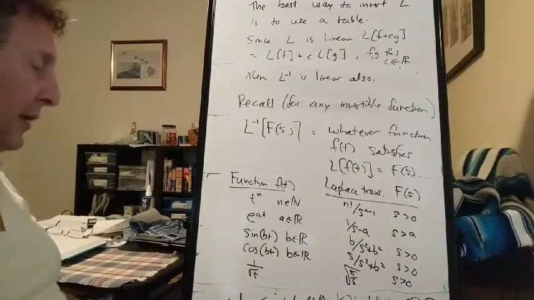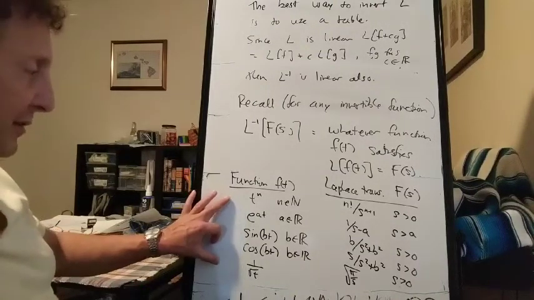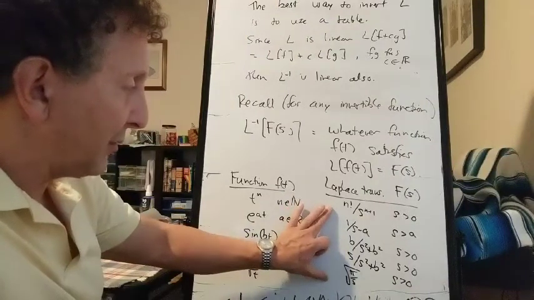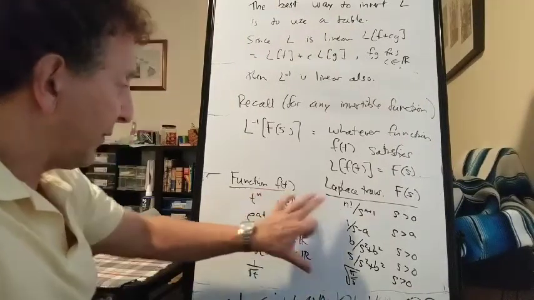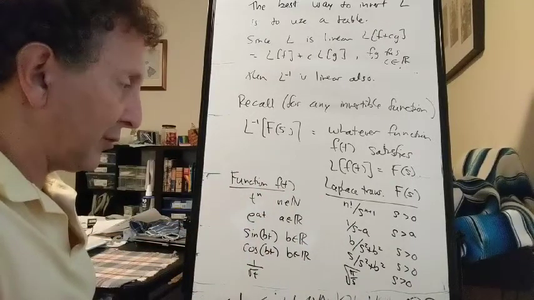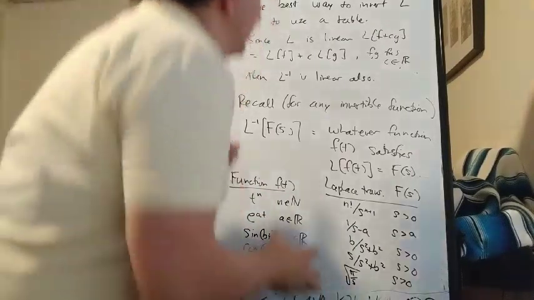All right, so if we get a function that's a linear combination of these, we can take the inverse transform of each of them one at a time, convert them to this side, and then that'll be the inverse Laplace transform of the sum. So let's do some examples.